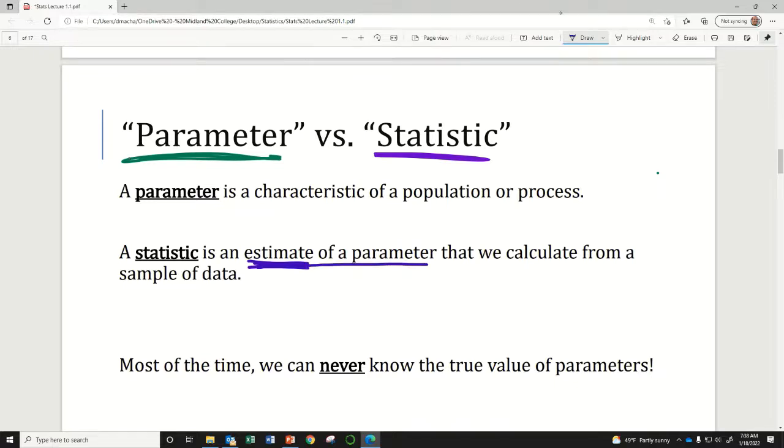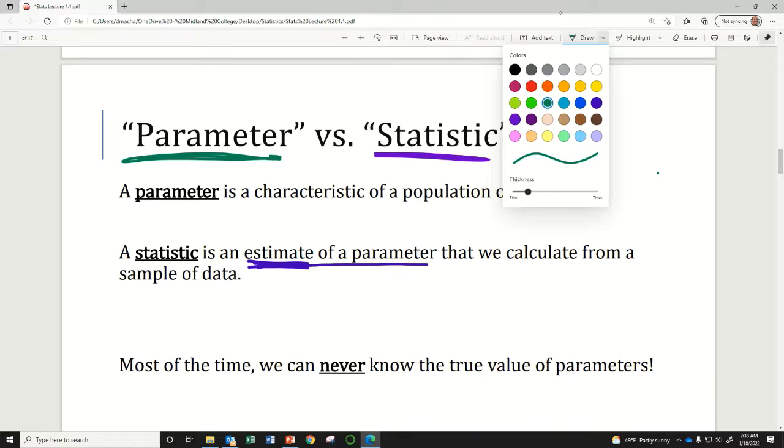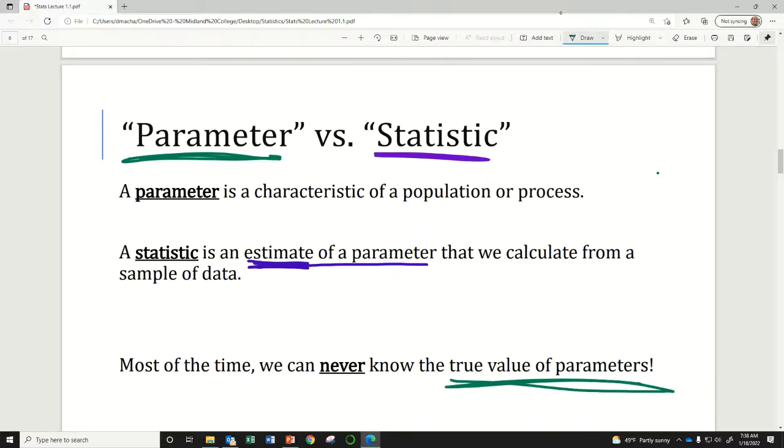Now, most of the time, we can never ever know the true value of parameters. And so we want to know the true value of a parameter, maybe, right? So this is the thing that we're trying to make an inference about. But most of the time, we can never actually know that. And I'll illustrate these with an example.